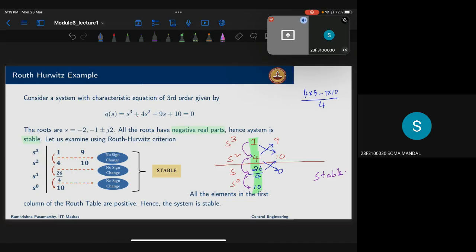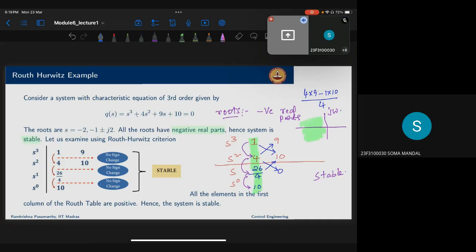Even if you find the roots, you will get all roots with negative real parts only. That means all roots will be on this side only. Is this clear? Any doubts? Any queries? No, sir. Yeah, so this is how you will proceed.